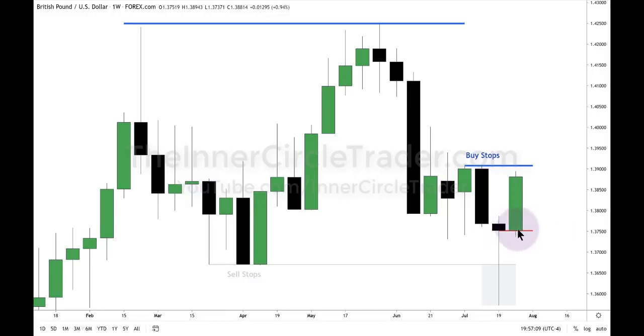So the inability for price to make a significant price run lower is the tip-off that we're going to see institutional order flow, or bias, or trend, or momentum to the upside until we get into this area right here, for the purpose of attacking this buy side liquidity pool, for the buy stops.